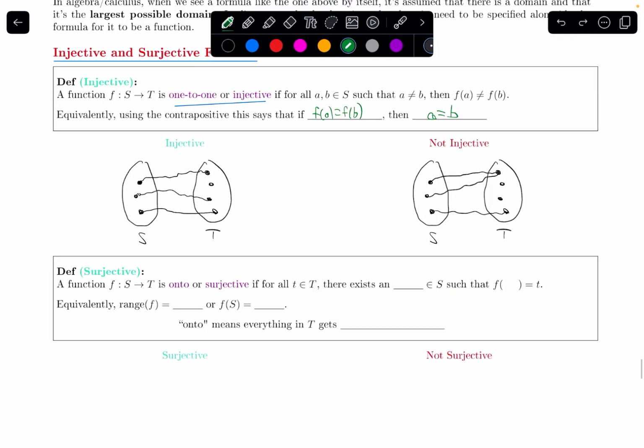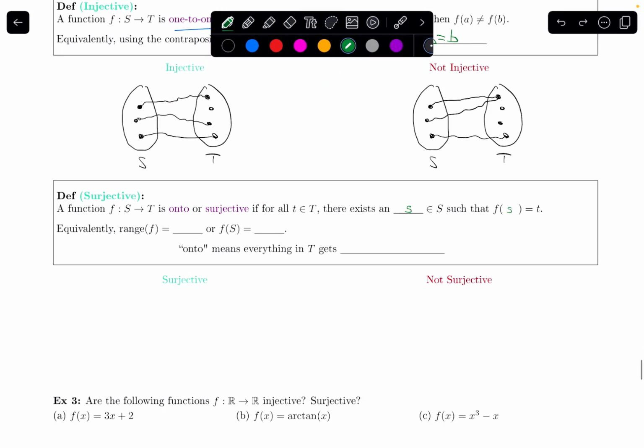Okay, so we are ready to talk about surjective. So we say that a function is onto or surjective if for all lowercase t in capital T, so that means this lowercase t is in this codomain, so it's a possible output. And it's saying for all of these elements in the codomain, there needs to exist an element lowercase s in capital S, so it's something that's in the domain, such that when I plug s in as an input to my function, I'll get t out as an output. So I need to be able to do this for all of the values in the codomain.